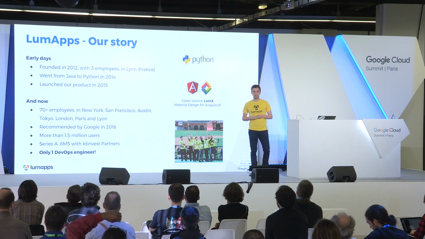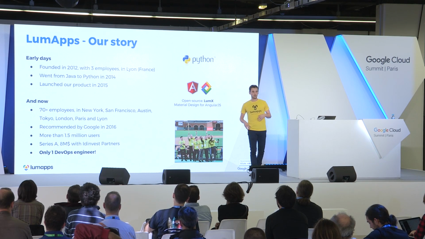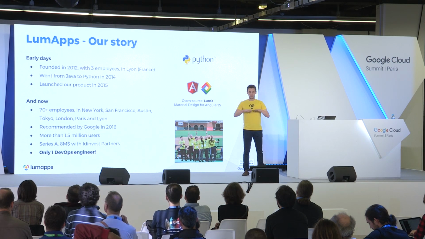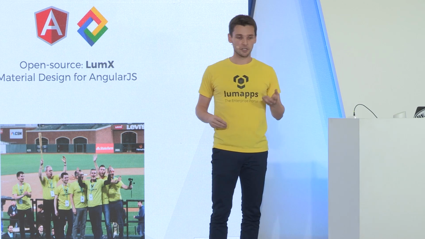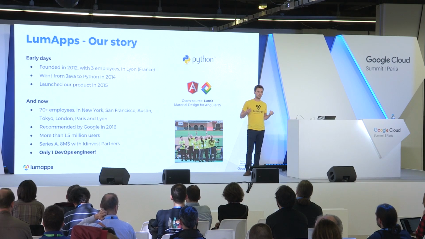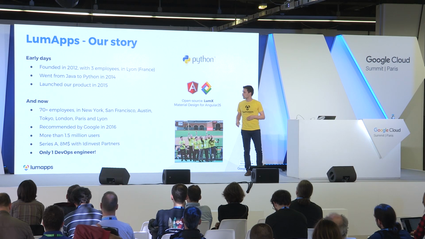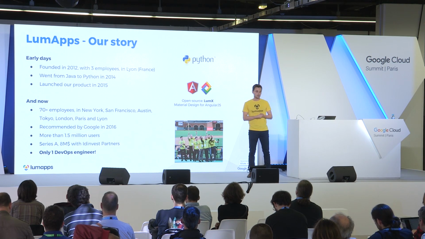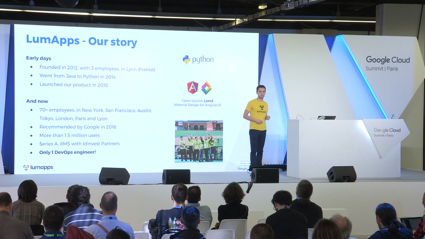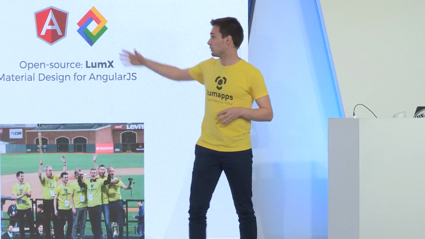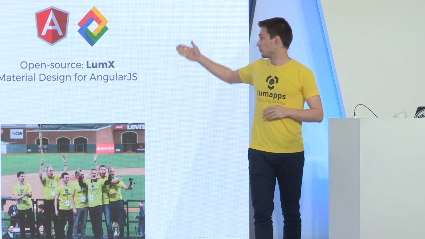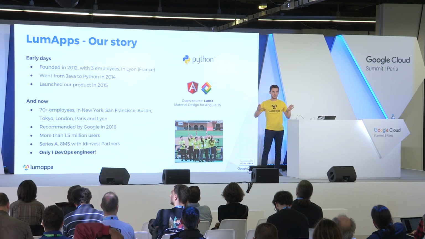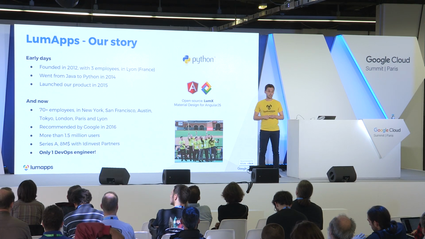When we started, we didn't have the necessary financial resources, nor the time, nor the people to rely on our own infrastructure. We just wanted to build our product. That's why we chose App Engine, which was at the time the only fully managed platform available. We started the company with a Java stack, but we quickly moved to Python because we love the simplicity of using it. We really like Google technologies at Lumapps, so we adopted AngularJS at the same time, and we built an open source framework, which is called Lumapps. It's like material design for AngularJS. It's open source, so you should check it out.